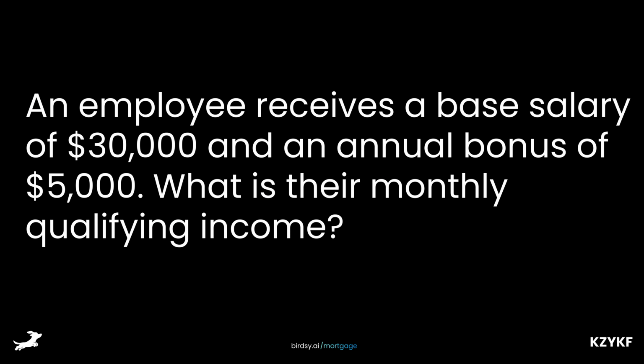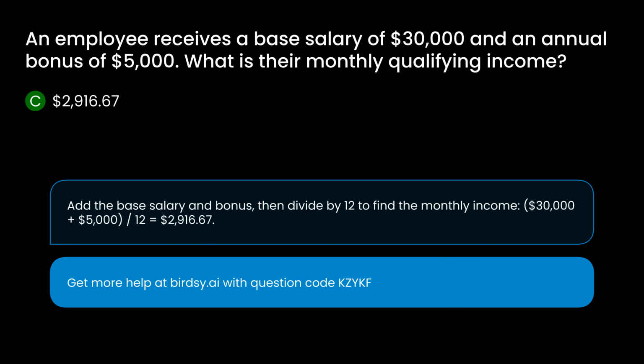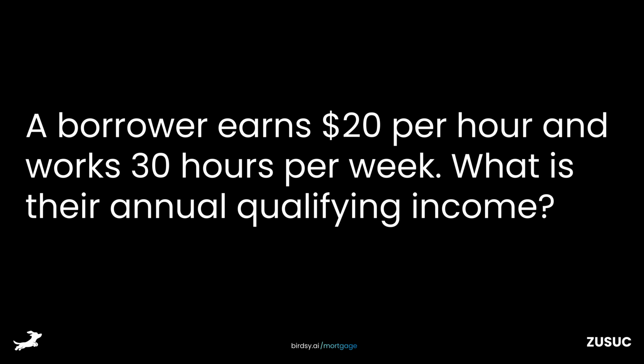An employee receives a base salary of $30,000 and an annual bonus of $5,000. What is their monthly qualifying income? Is it A, $2,750, B, $3,000, C, $2,967, or D, $2,833? The answer is C, $2,967. Add the base salary and bonus, then divide by 12 to find the monthly income. $30,000 plus $5,000 divided by 12 equals $2,916.67.